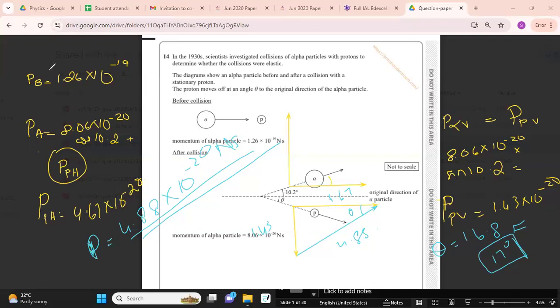So over here, do you see how we did momentum before is equal to momentum after? And that's how we solve the question. You'll do the same thing for the vertical component. You'll do momentum before is equal to momentum after. So you'll do the same thing. That's not going to affect your results whatsoever. Yeah, I see now.